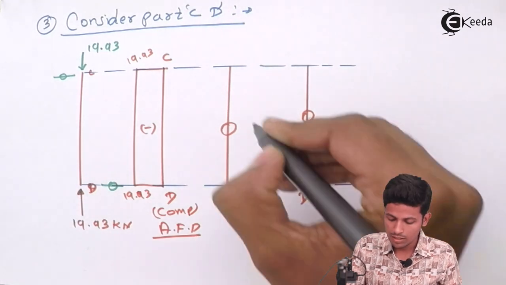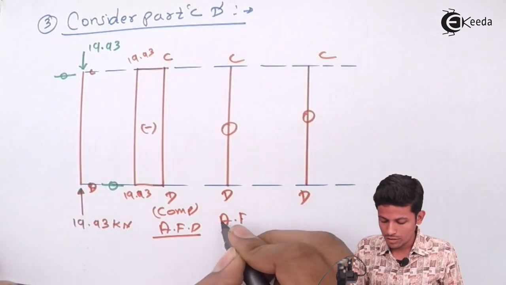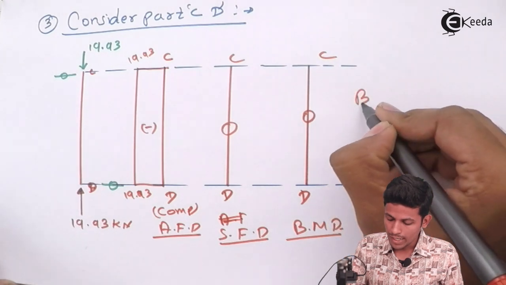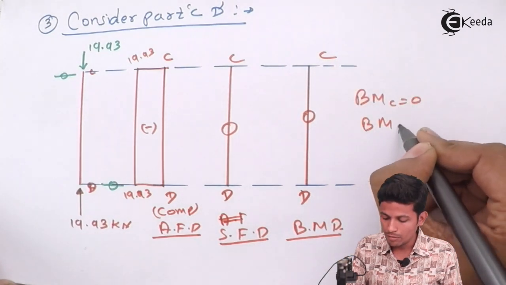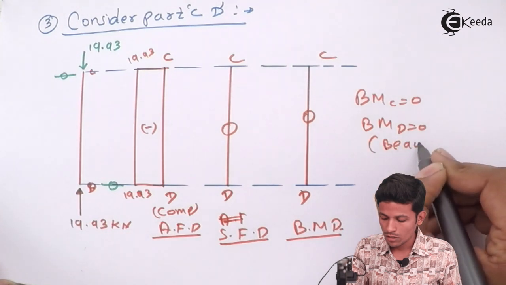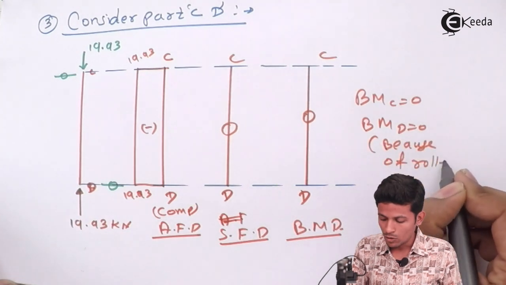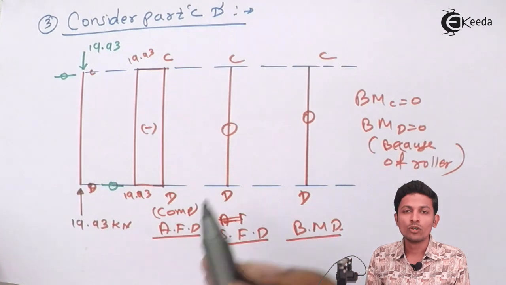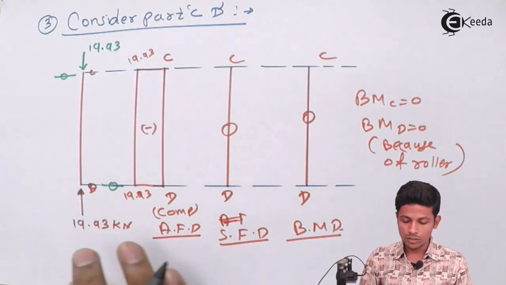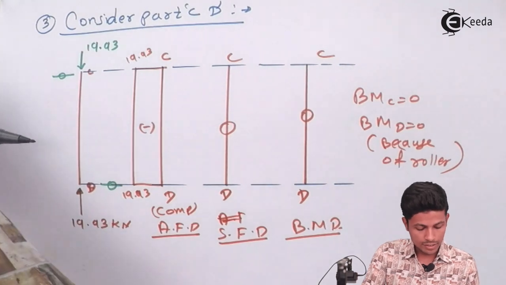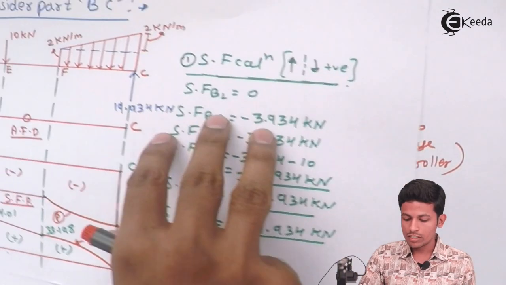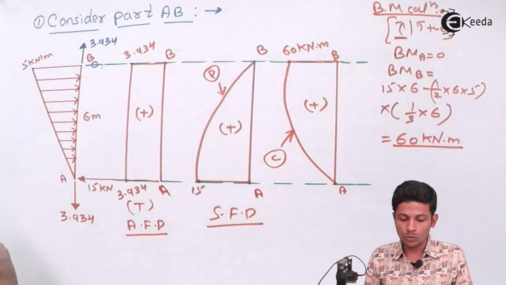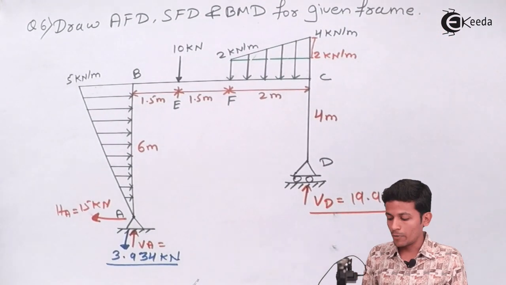This is D and this is C. This is the shear force diagram. Bending moment at C will be zero, bending moment at D will be zero because of the roller support. Now we have done with all three parts. This is your third part, this is our second part, and this is our first part. And this is our question given in the exam. Okay, now we are done with this problem.